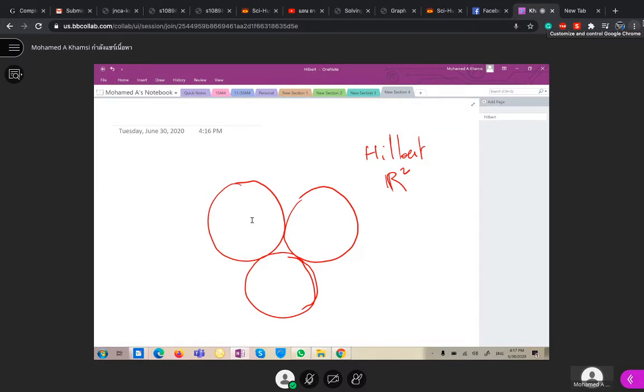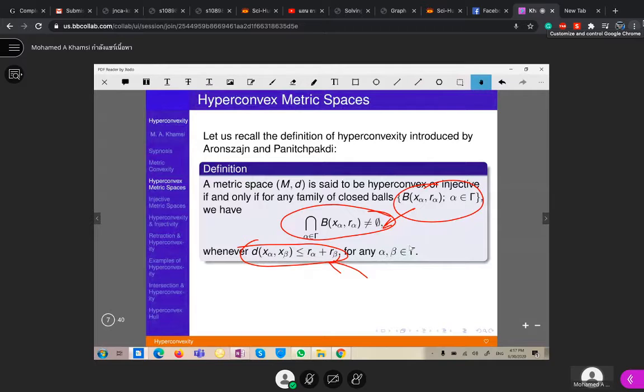Okay? So we have here, it's two by two. So the question becomes, when do we have this condition on the centers is exactly the same as saying that the two balls intersect? And that's what you have here. It's called metric convexity, basically.